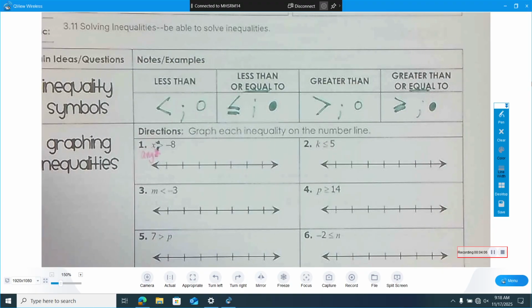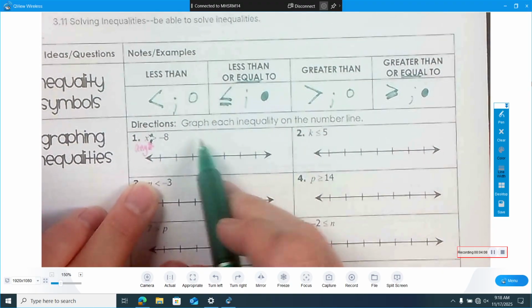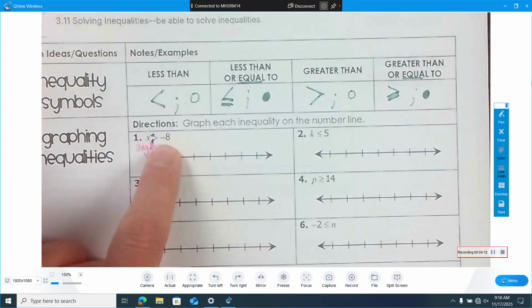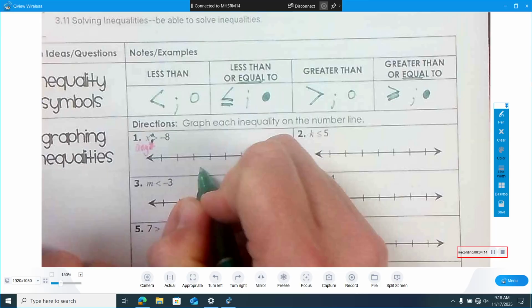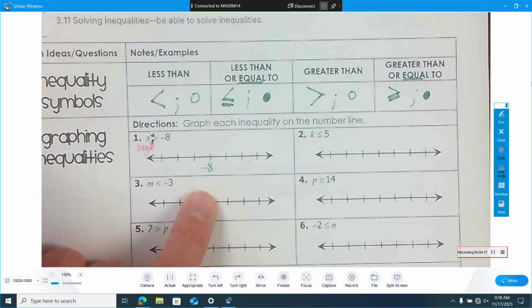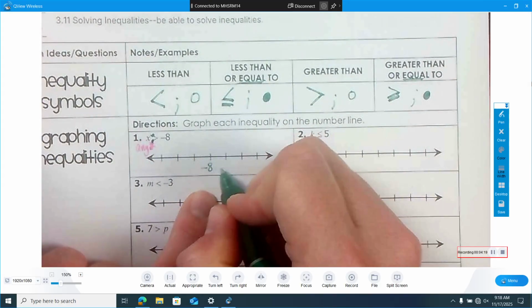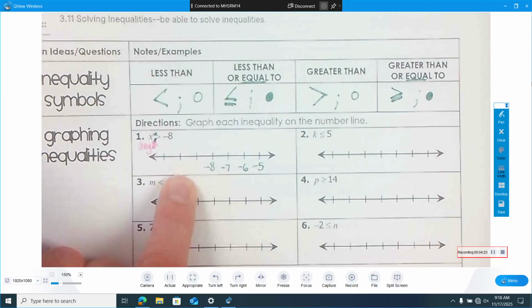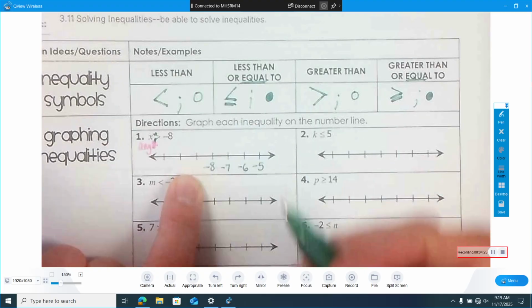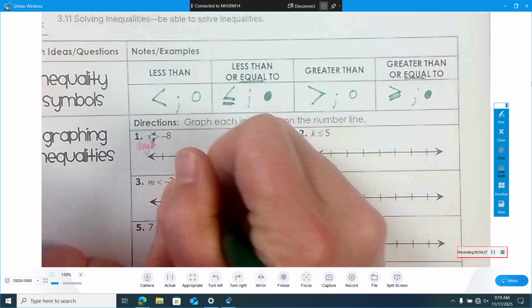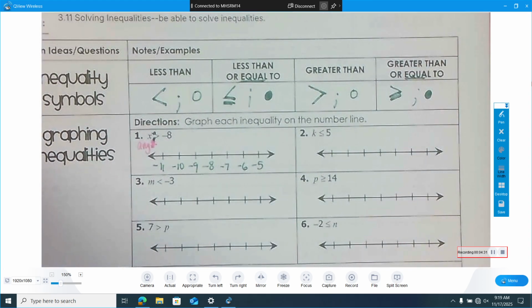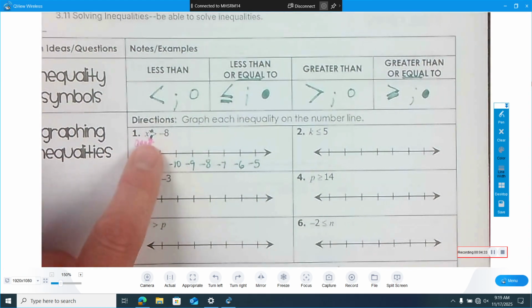So what we're going to do to graph each inequality is make a number line. And I'm very interested in this number -8, so I'm going to put -8 right in the middle. Then to the right would be -7, -6, -5. What's to the left of -8? -9, -10, -11.